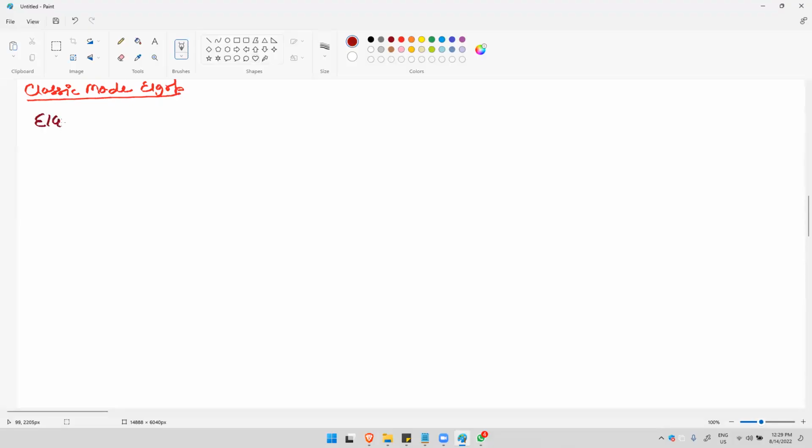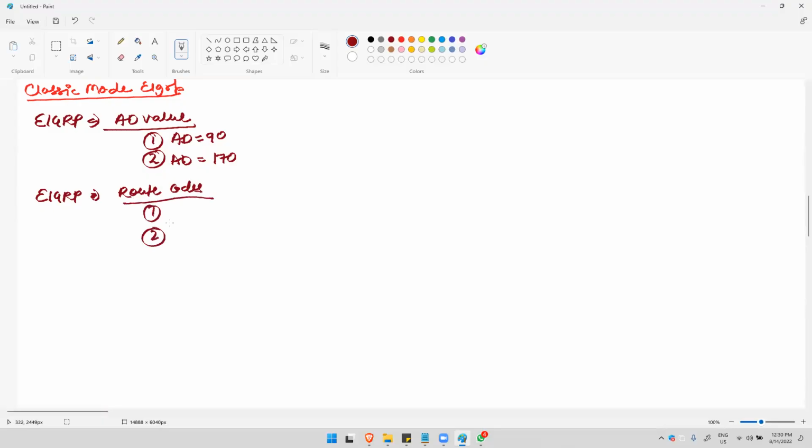Now start EIGRP theory. So basically EIGRP AD value, we are getting two types. We are getting AD 90 and AD 170. Clear? Okay. EIGRP route codes, we are getting two types of code. One is internal, the other one is external. Internal means only D and external means D star EX. Okay.